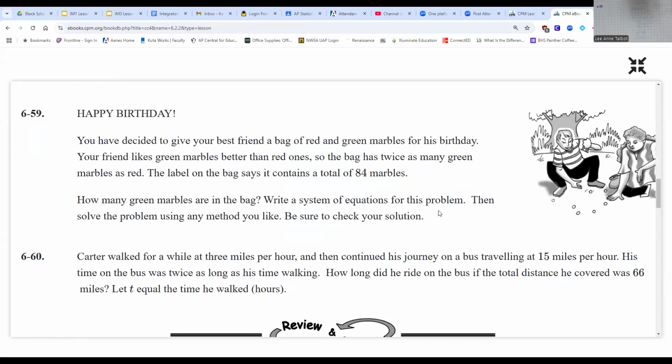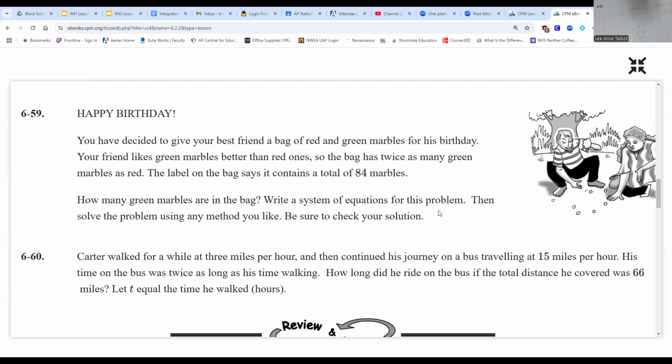Parallelogram. Okay, 59. You've decided to give your best friend a bag of red and green marbles for his birthday. Oh man, your friend is going to be excited. Your friend likes green marbles better than red ones, so the bag has twice as many green marbles as red. Okay, we're gonna start with that.